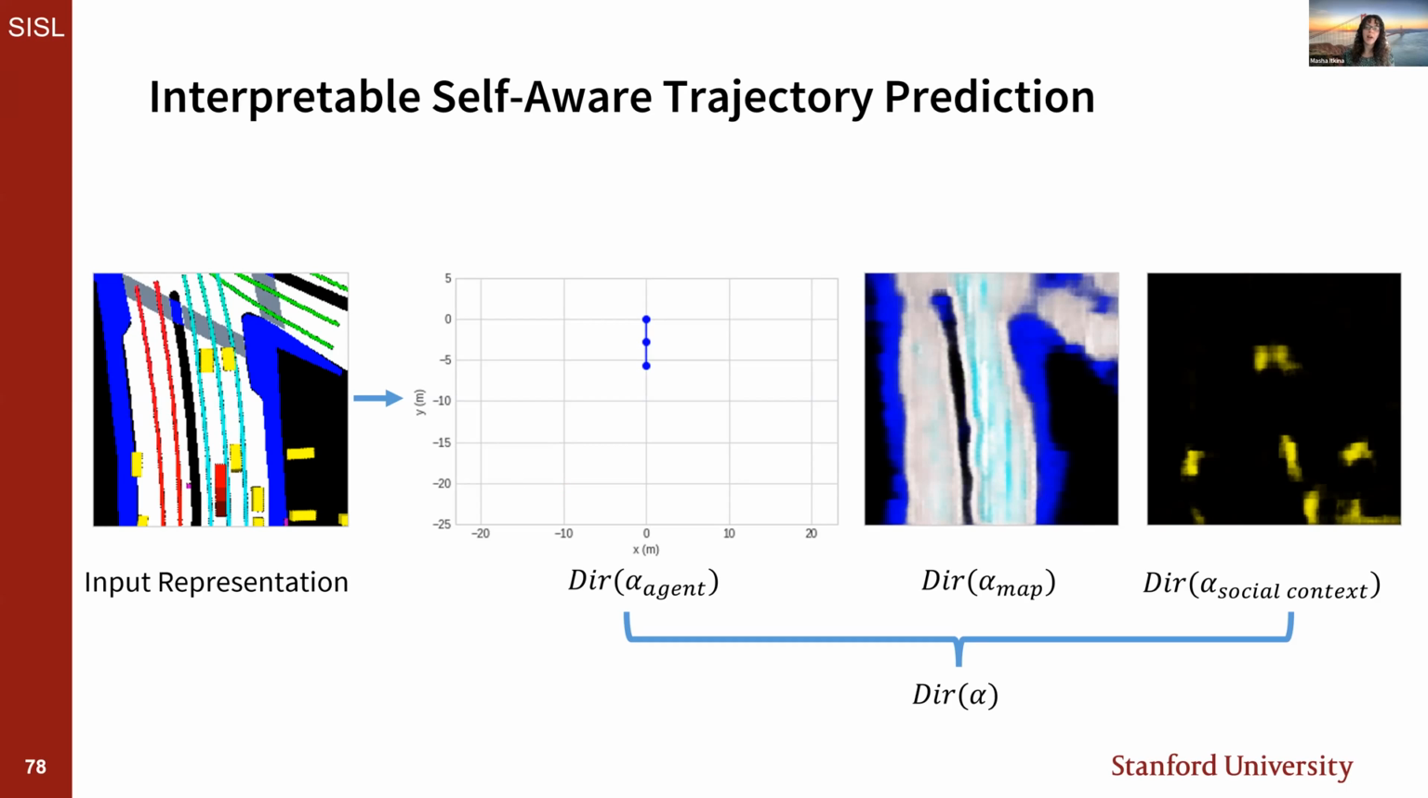The expected value of the fused Dirichlet distribution provides the standard categorical distribution over predicted trajectories that we would have in a normal trajectory prediction network. The sum of the Dirichlet parameters, alpha 0, can give us a sense of certainty in the predicted categorical distribution.